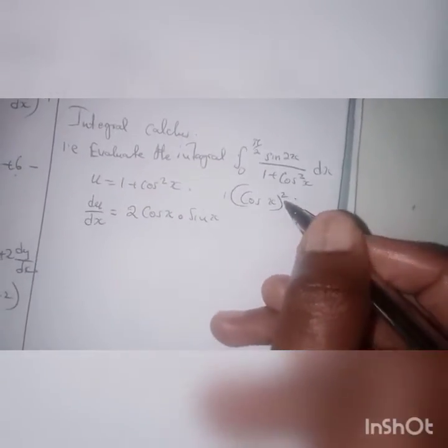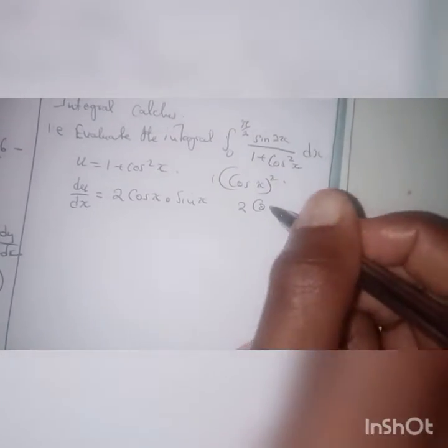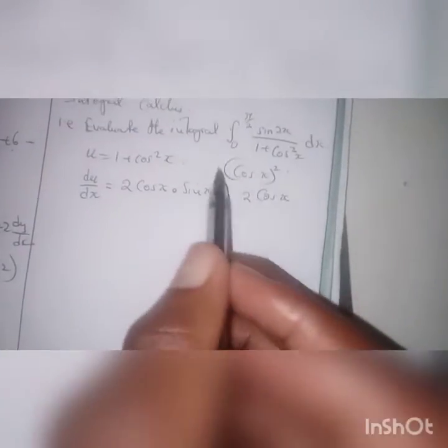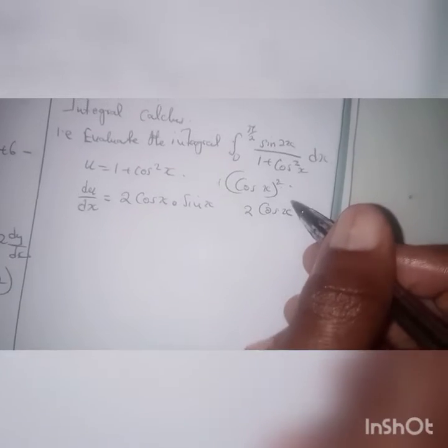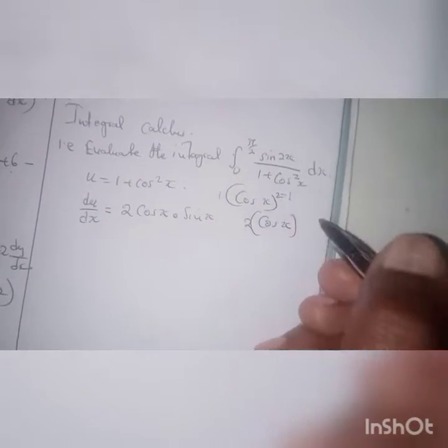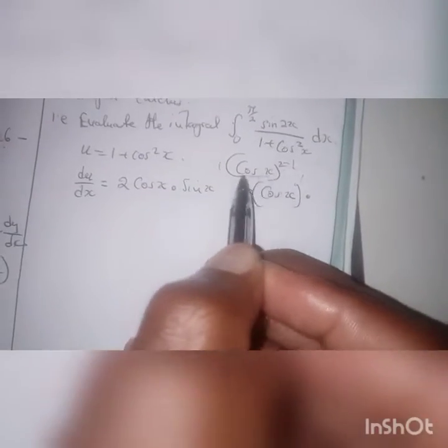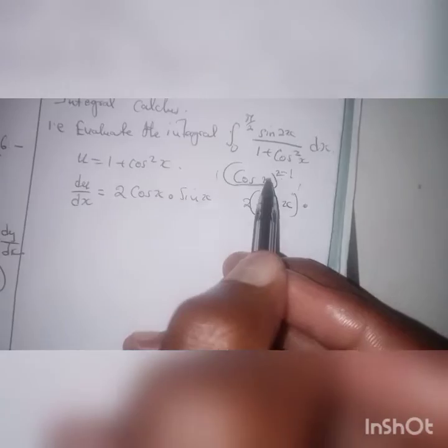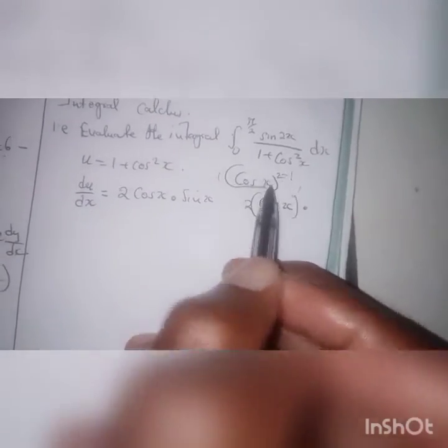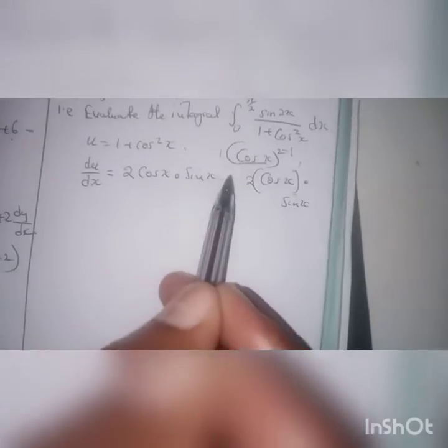Kisha, baada ya hapo, una multiply hii function yote na 2, kisha 2 tuna minus the power, tuna minus 1 inabakia power 1 multiply by the derivative of the inner function. The inner function, we know that the derivative of cos x is sin x. So that's what I've done here.